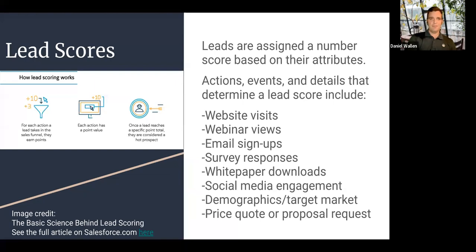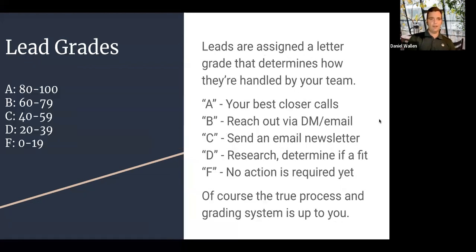So what's the difference between a lead score and a lead grade? A lead grade is a great way to activate and automate the most relevant systems or processes. For example, an F could mean no action is required yet. D, that might indicate the lead needs to be researched so you can determine if there might be a good fit. C, that could mean your marketing team needs to segment that lead to the appropriate email list.